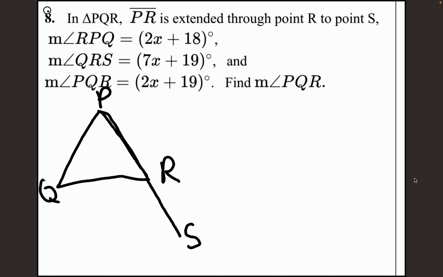It says measure of angle RPQ. What letter am I paying attention to? P, because that's in the middle. 2x plus 18. Now it says QRS. Is it going to be the inside angle? No. It's going to be the outside because S is on the outside. So I'm going to put my exterior on the outside. Then it says 2x plus 19, PQR. Is that one going on the inside or outside? Inside.